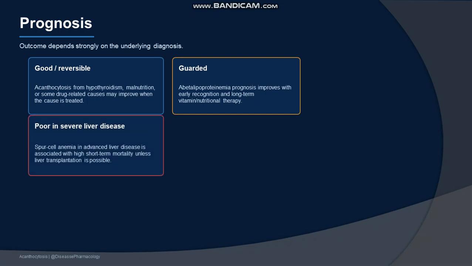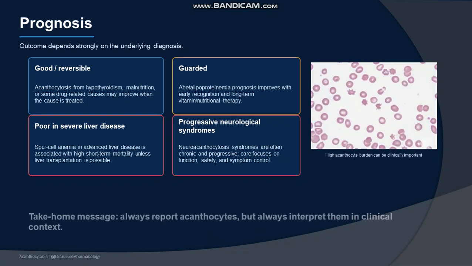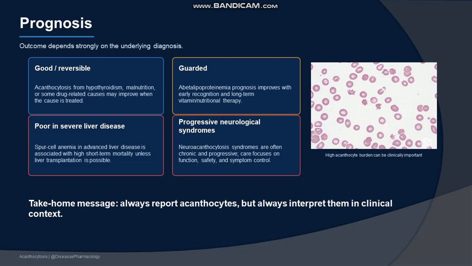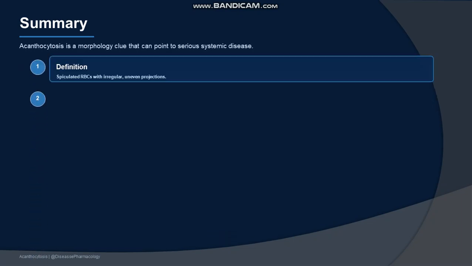It's very important that the prognosis is poor in severe liver diseases like liver cirrhosis or spur cell anemia. Progressive neurological syndrome: neuroacanthocytosis syndromes are often chronic and progressive. Care focuses on function, safety, and symptom control. Always report acanthocytes, but always interpret them in clinical context. That is the summary of the discussion.